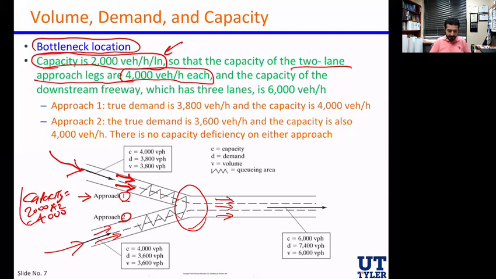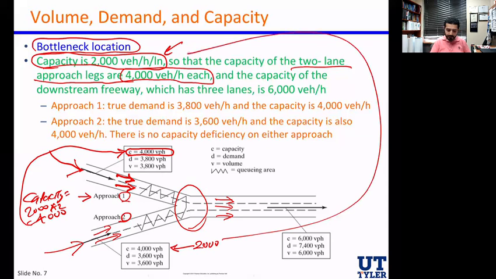And that's actually reflected here. The C, the capacity, is 4,000. Same thing for approach 2. Approach 2 here I have 2 lanes, so the same thing, I'm going to have a capacity of 4,000. Where did we get the 2,000? Again, all the way from here: 2,000 times 2, that is 4,000.